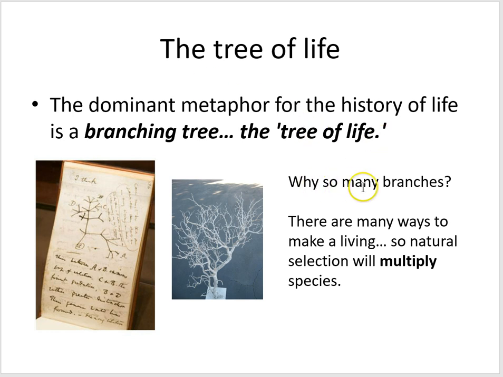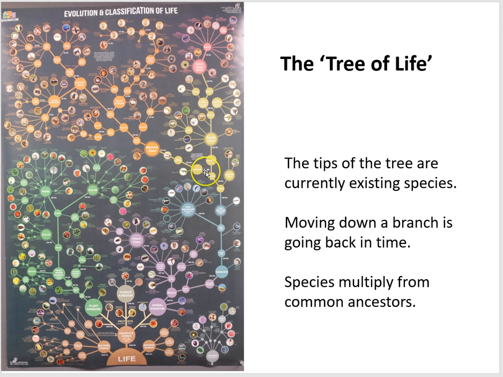Now, why does the tree of life have so many branches? Well, we've learned that there are many ways to make a living on Earth, so natural selection will tend to multiply species over time. Now, this is a picture of a poster, actually, that illustrates the tree of life. The tips of the tree are currently existing species. So, for example, we've got some mammals up here, and as we go down a branch, we're moving back in time, back towards extinct ancestors. And so the branching nature of the tree means that species multiply from common ancestors.